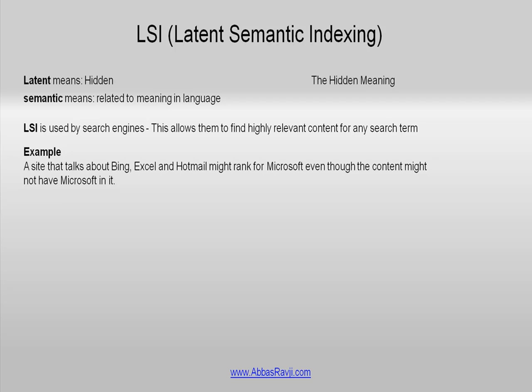So a site that talks about Bing, Excel and Hotmail might rank for the keyword Microsoft, even though the content might not have Microsoft in it. Okay, and it's like reading between the lines. So Google has understood Bing, Excel and Hotmail are all products of Microsoft, so it might rank the website based on that meaning or based on them grouped words that belong to Microsoft.